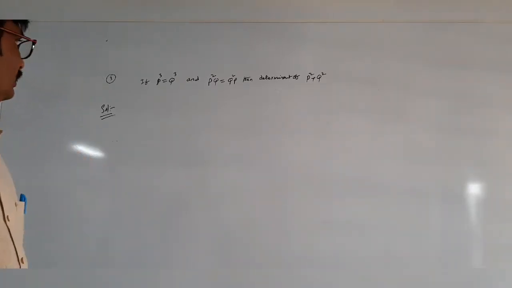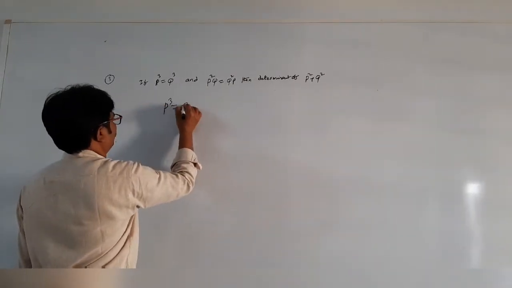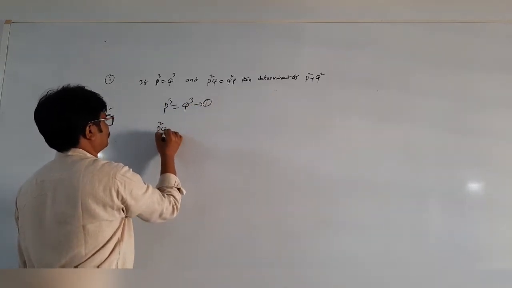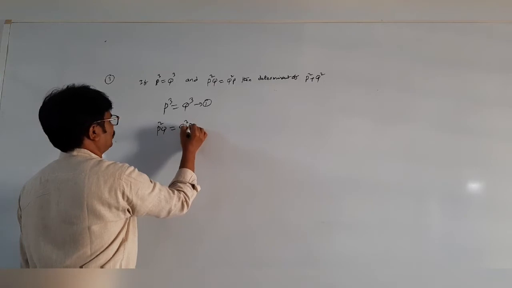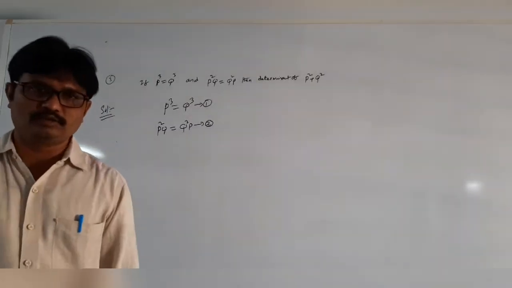So dear students, now the third one. So p cube equal to q cube. This is the first one, equation 1, and another one p square q cube equal to q square p, that is 2. Now find the determinant of p square plus q square.